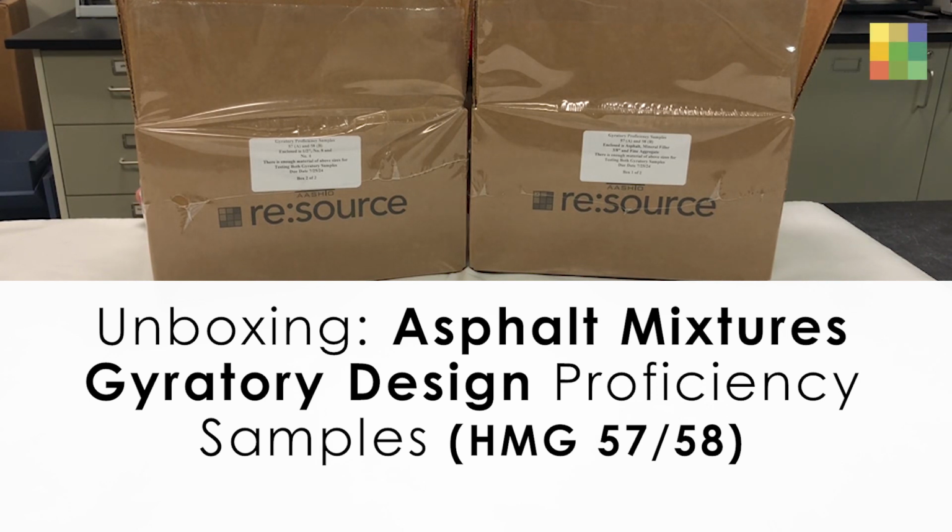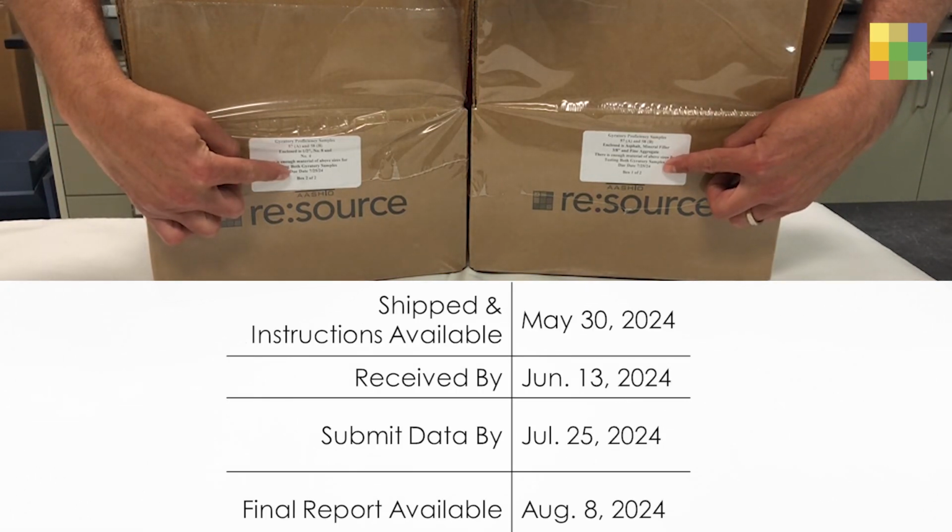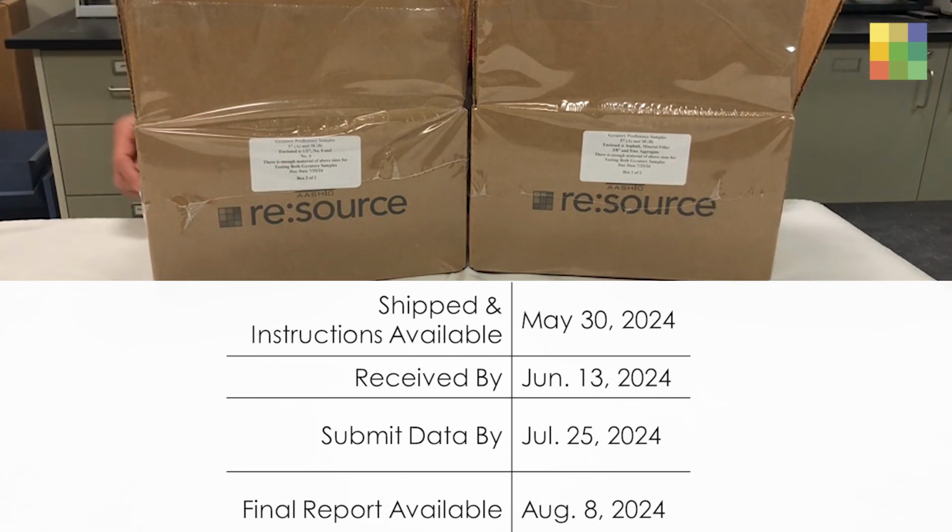Asphalt Mixtures Gyratory Design Samples 57 and 58 have been packaged and are being shipped to your laboratory. The official shipping date for these samples is May 30th, 2024. However, your laboratory may receive the samples before that date. On May 30th, the sample instructions and online datasheet will be released to the participants.